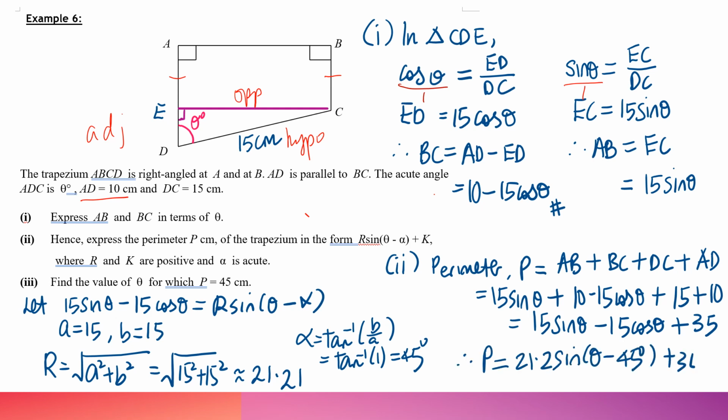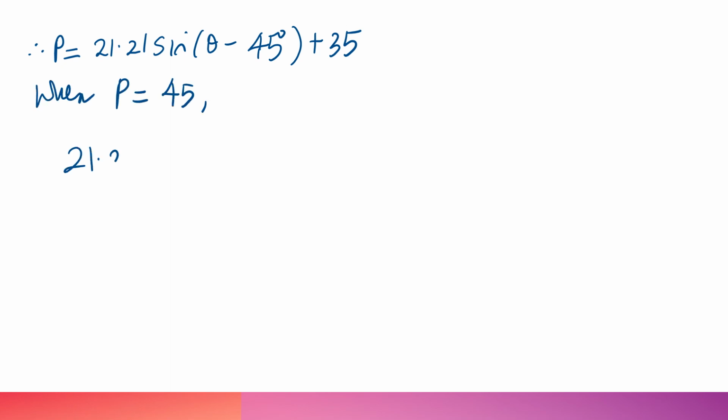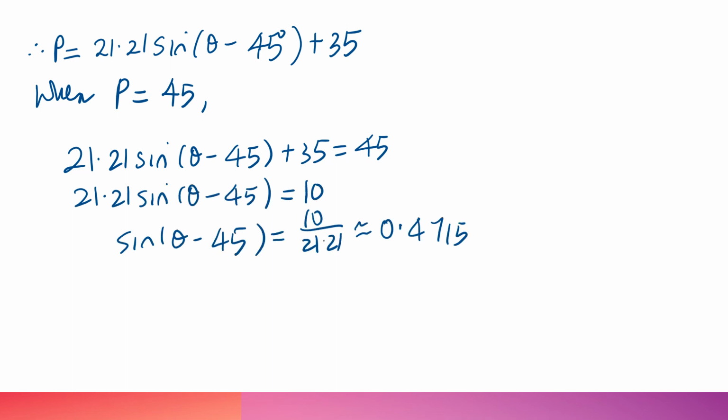So how about part 3 then? Let's look at the next. For part 3, we're given the perimeter to be 45 cm. So using what we have found earlier for the perimeter in terms of the R formula and the constant K, which is 35, we let it equal 45. So we solve it as per normal and find our favorite alpha.